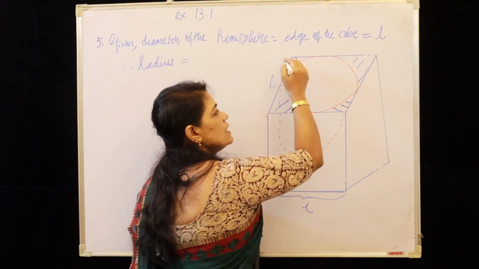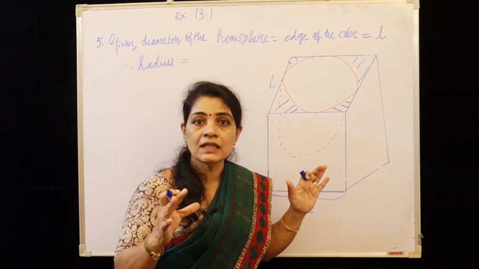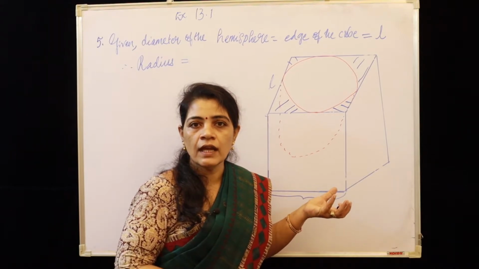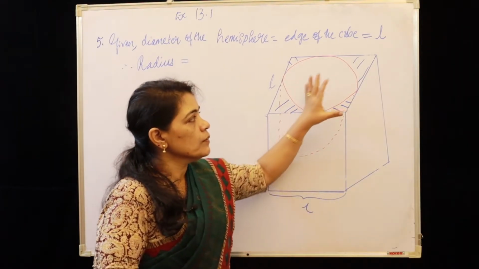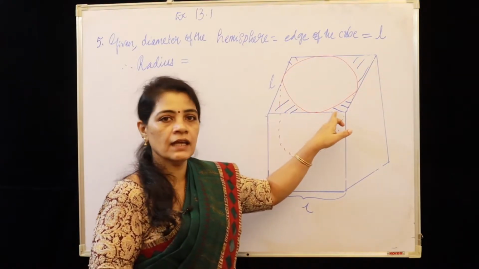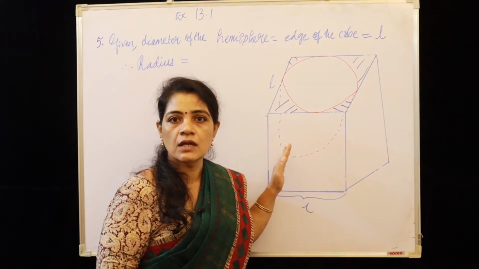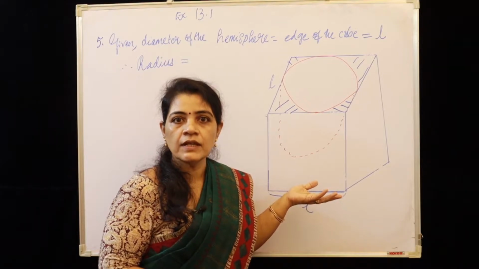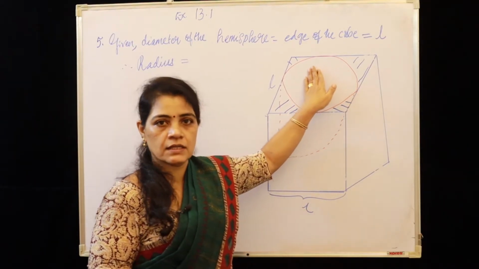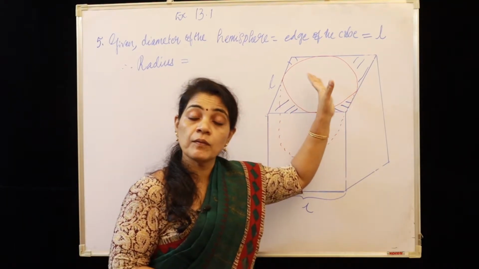That means if you want the TSA of the remaining solid, only from the topmost face is this area removed, and there is no other change for the TSA. That means we have to subtract this area of the base of the hemisphere from the TSA.